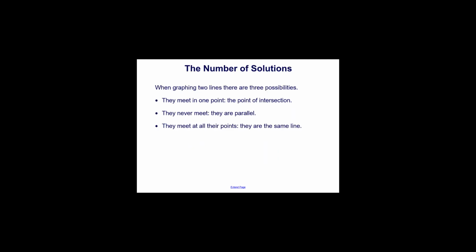When graphing two lines, there are three possibilities when determining the number of solutions. There's the possibility that the two lines will meet in one point, and that would be the point of intersection. That was in the example we've seen. But then there's the possibility that the two lines will never meet, that they are parallel lines. And then there's the third possibility that the two lines meet at all of their points, and they're in fact the same line. They're right on top of each other.